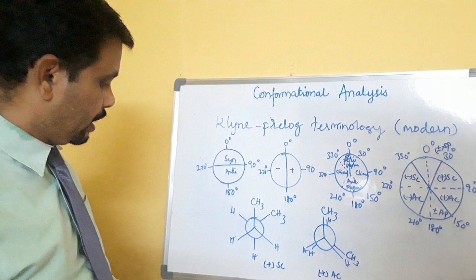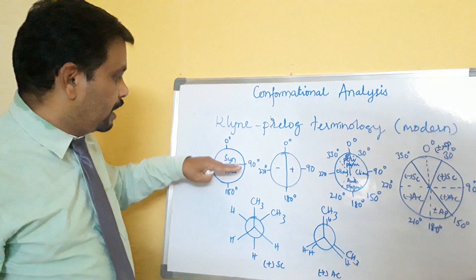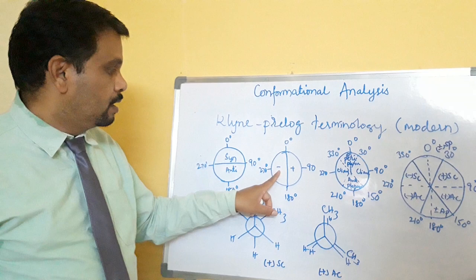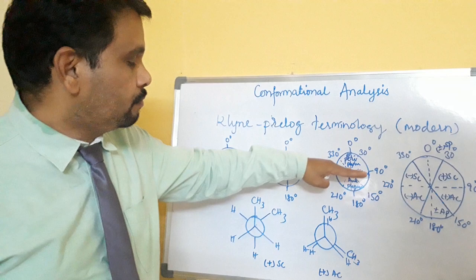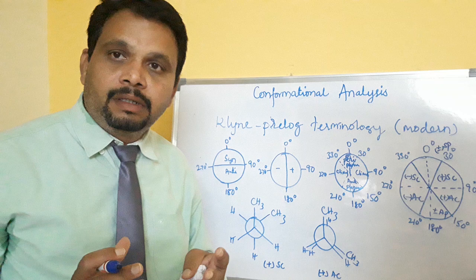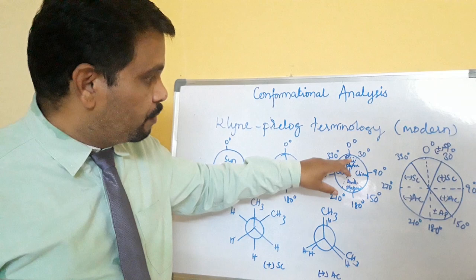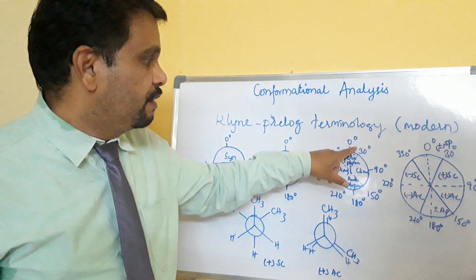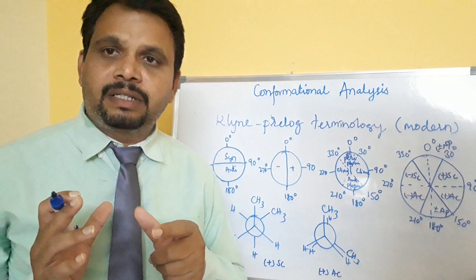Suppose you take this 360 degree circle: the above one is called syn, the below one is called anti, okay? And the right side values would be plus, the left side values would be minus. A 30 degrees plus or minus variation will be there, as I told you. If it is the above one, that is called periplanar, which can be indicated as P, and the below one is antiplanar. If a 30 degrees dihedral angle is there in conformers, then you can indicate with plus or minus SP.